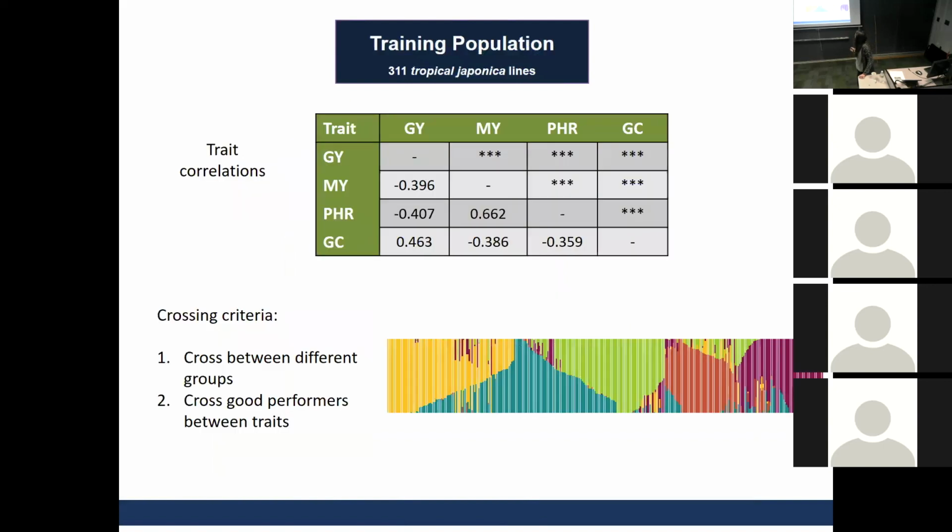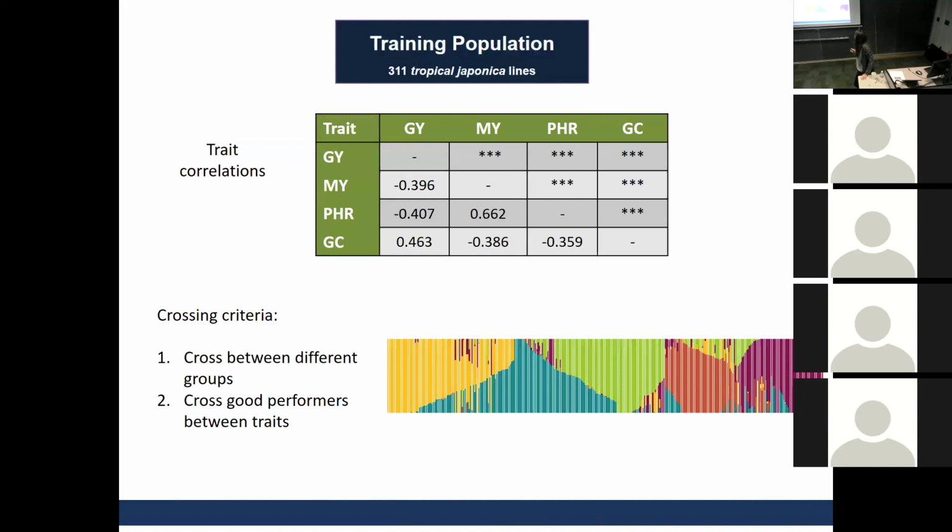So this is just a description of our training population. As I said, grain yield and milling quality tend to be negatively correlated in rice, and this wasn't the exception. Here you can see that grain yield is negatively correlated with both milling yield and head rice percentage, and it's also positively correlated with grain chalkiness. But what we actually want is to reduce chalkiness, so this positive correlation is undesirable.